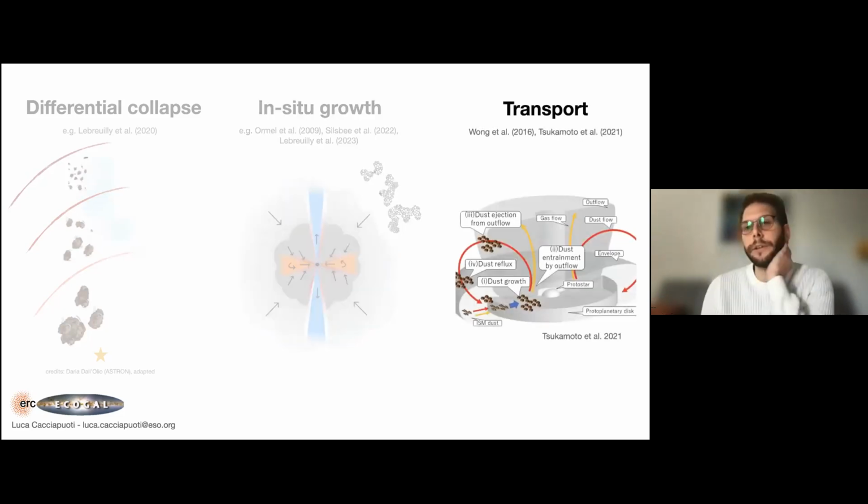And then the third hypothesis is that there is a transport, which means you actually grow your large grains in the disk, where the densities and lifetimes of the disk are long enough and high enough to build large grains, and then outflows and jets entrain these grains and shoot them back into the envelope.